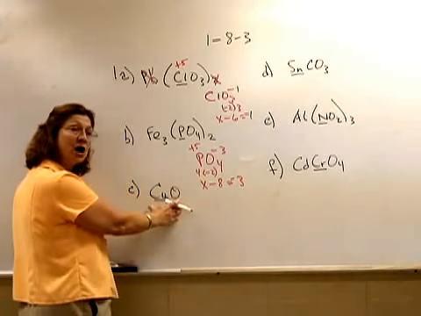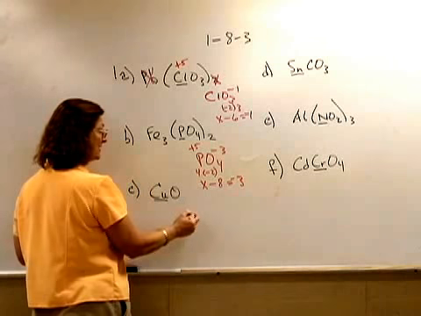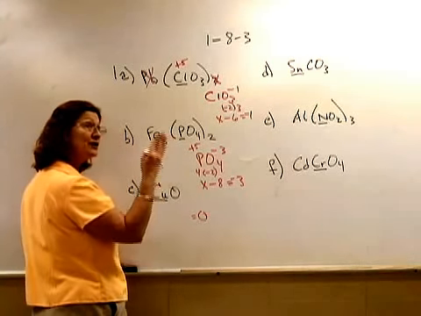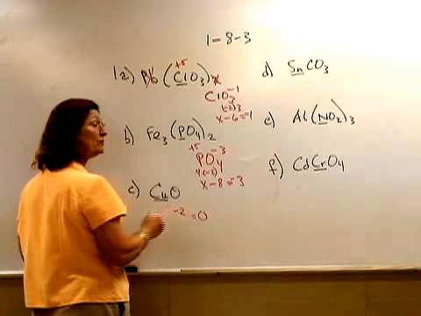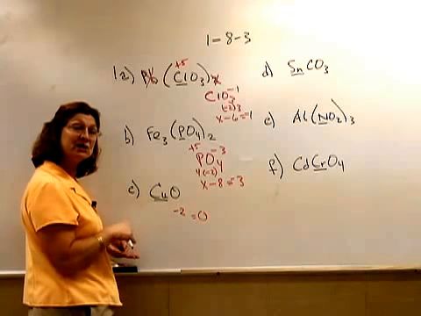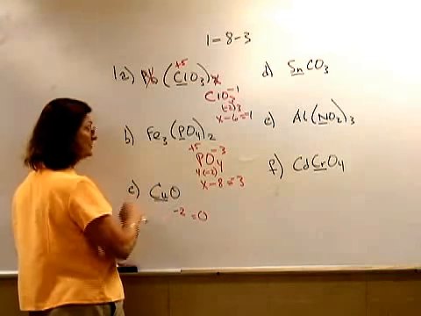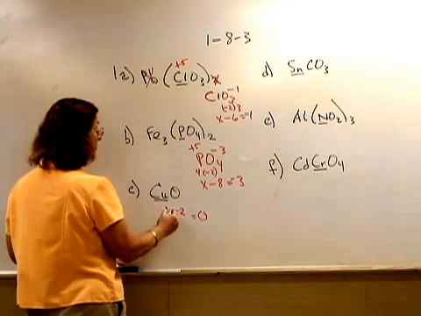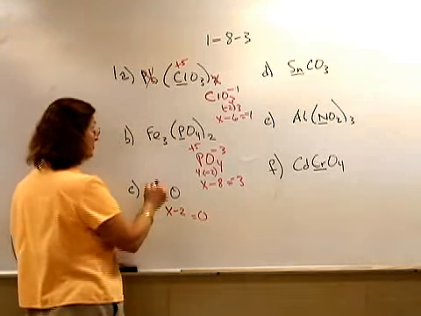In this case, we're talking about a compound, and compounds have to be equal to 0. Oxygen's periodic trend is that it is -2, and we always look at the negative position to determine what the positive position is. And the first element is normally positive. Therefore, copper in this case is +2.